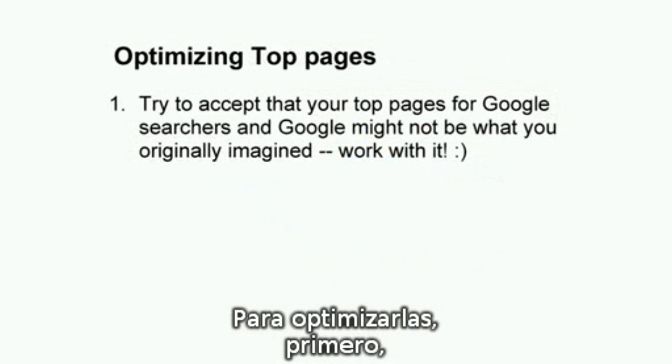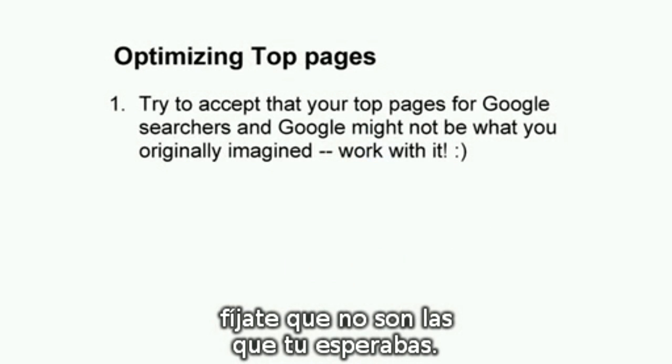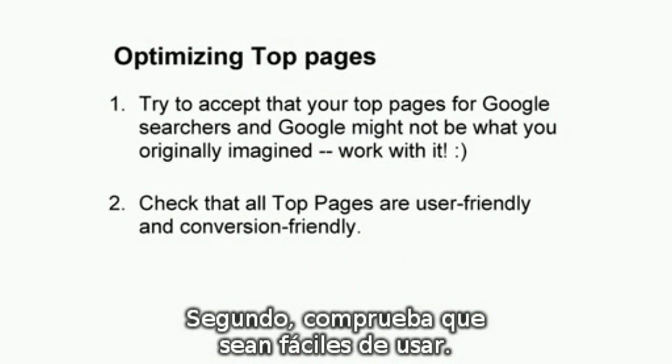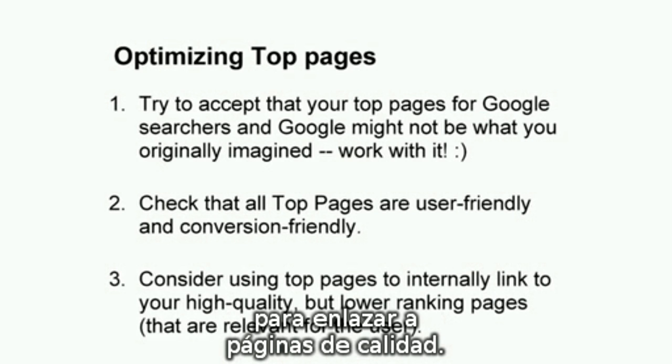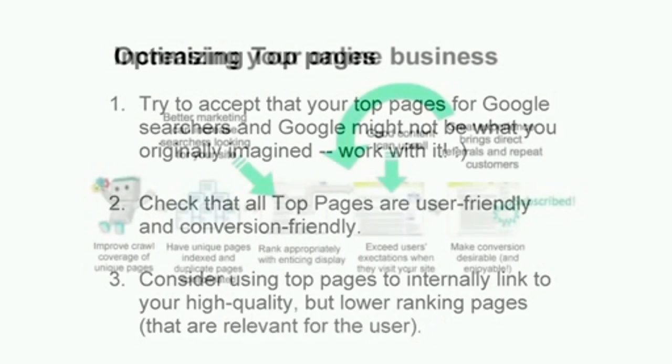To optimize top pages, first, accept that top pages for your users in Google might not be what you originally imagined. Second, check that all top pages are user-friendly and perhaps even conversion-friendly. Third, consider utilizing your top pages to internally link to your high-quality but lower-ranking pages.